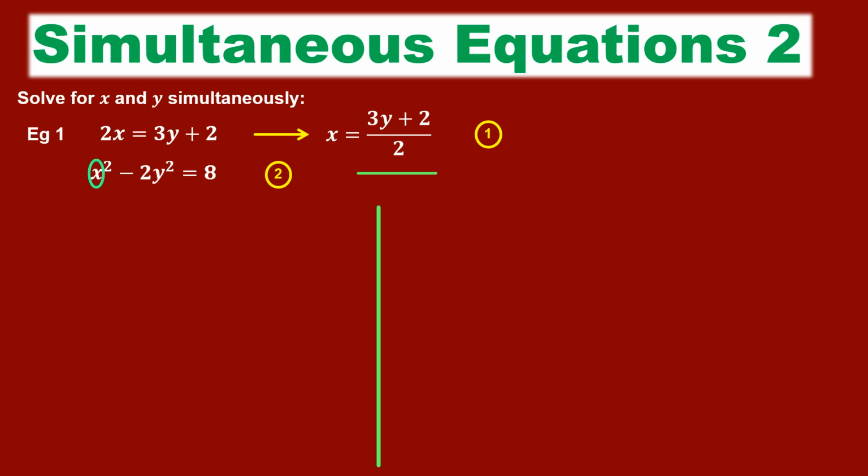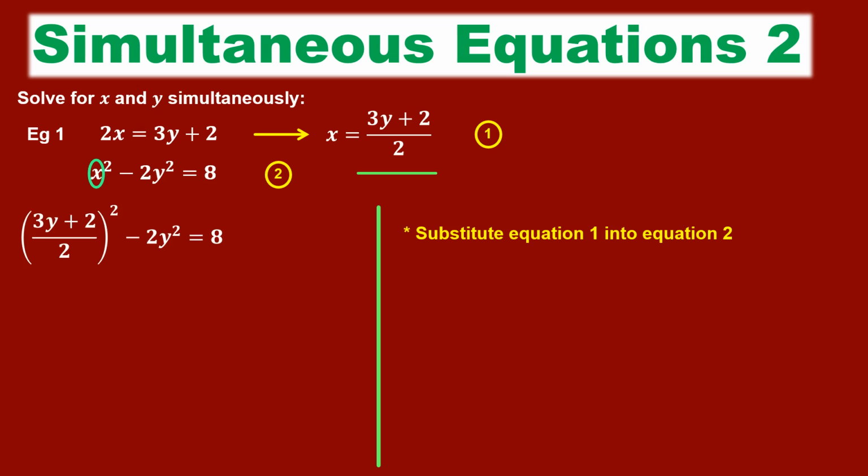So wherever we see an x in equation 2, we're going to replace it with 3y plus 2 divided by 2. And we end up with 3y plus 2 over 2, everything squared, minus 2y squared is equal to 8. And that looks very complicated, but let's just take it slowly.